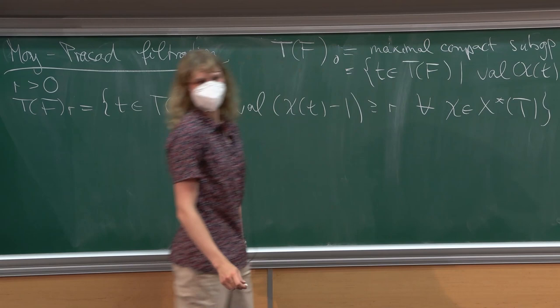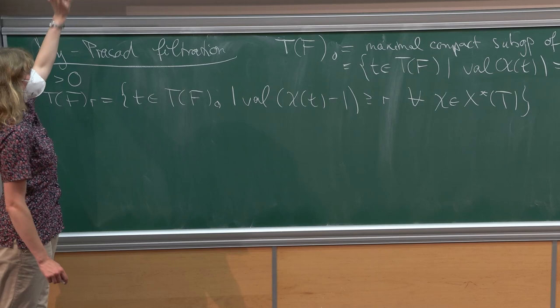That's the filtration on the torus. Let me give you the filtration on the root groups. And then homework is to work out examples.